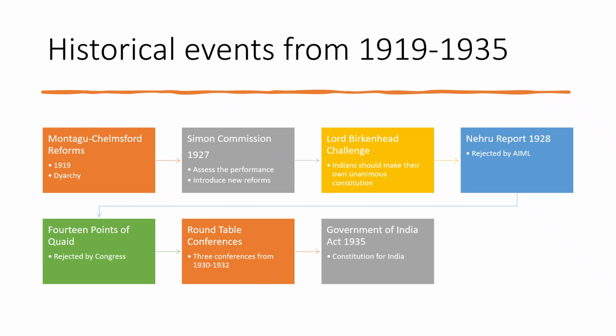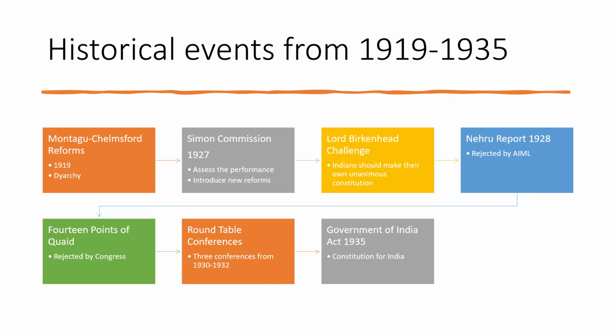Then students, this commission presented its report, but the report was rejected by Indians. Then Lord Birkenhead, who was the Secretary of State for India at the time, challenged Indians. He said that if you're not satisfied with the constitution prepared by the British, why don't you make your own constitution? He said very satirically that Indians should make their own unanimous constitution.